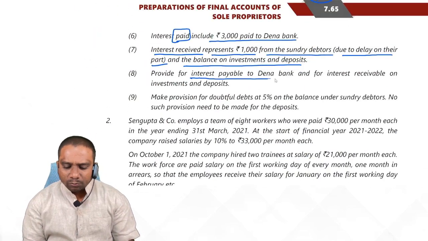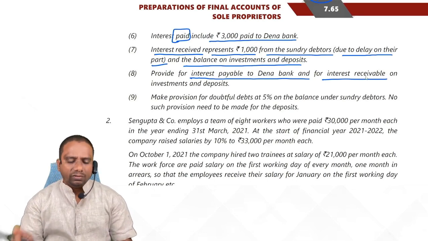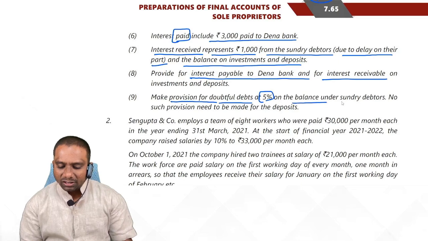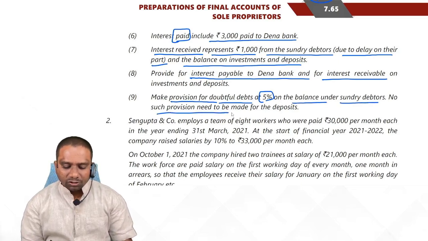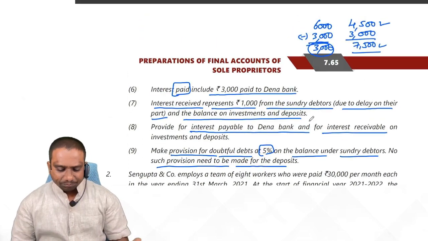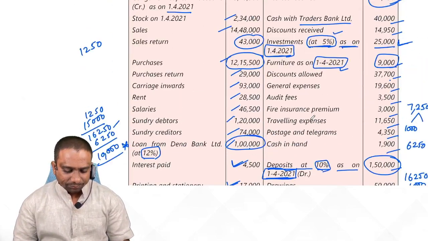Provide for interest payable to Dena Bank and interest receivable, already we calculated. Make a provision for doubtful debts at 5% on balance sundry debtors. No such provision need be made for deposits. Clear? Now observe, what is our debtors total?